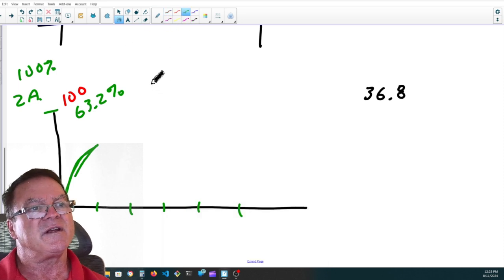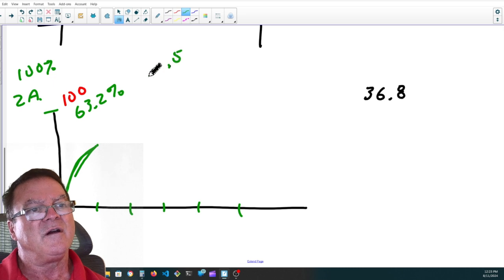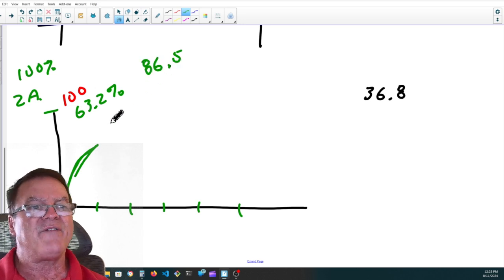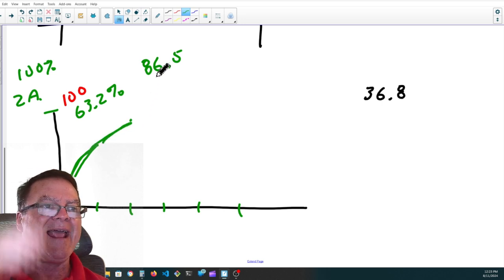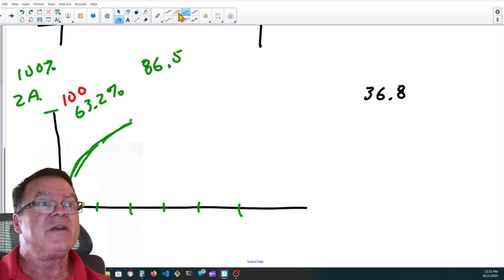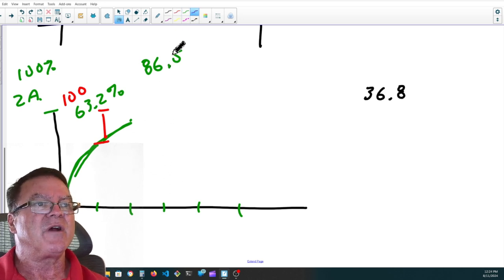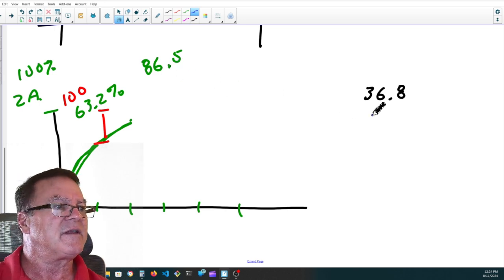Let's see here, let me write this down. 0.5. And 3 and 3 is 6, and 6 and 2. I get to 86.5% in the second time constant. I'm now at 86.5%. Because it was 63.2% of what was left. Now, if I subtract that, I have 13.5. Is that correct? I think so. 13.5% left.